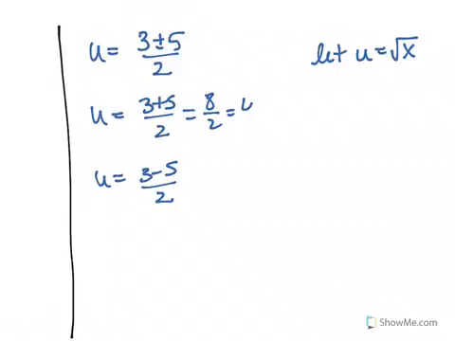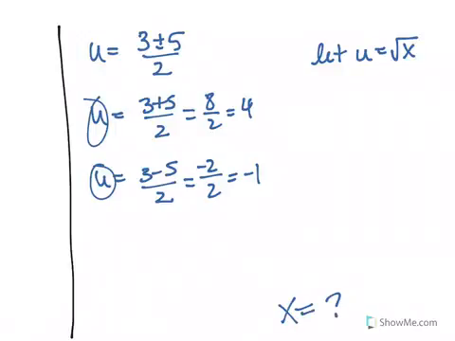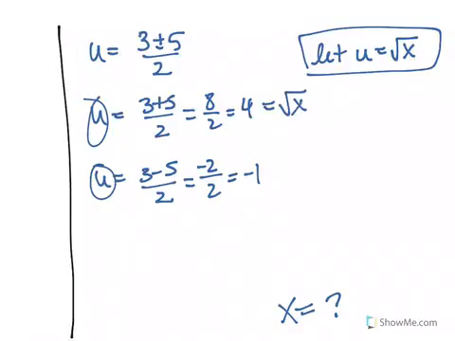We get 8 divided by 2, which is 4. 3 minus 5 is -2 over 2 equals -1. Alright, so we know what our u values are, but we're not interested in u, we want to know what x equals. So we now need to plug these back into what we said let u equal. Let u equal the square root of x. So if u equals 4, it also equals the square root of x. If -1 equals u, then it also equals the square root of x.